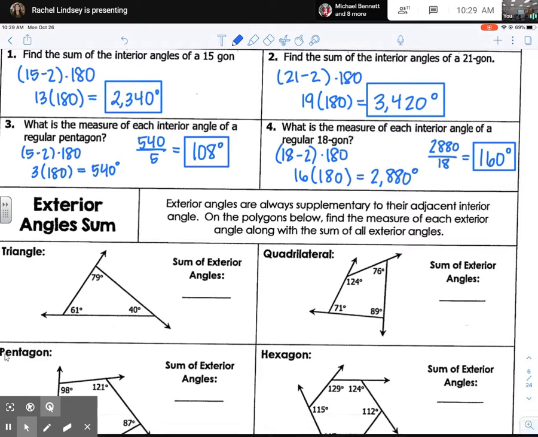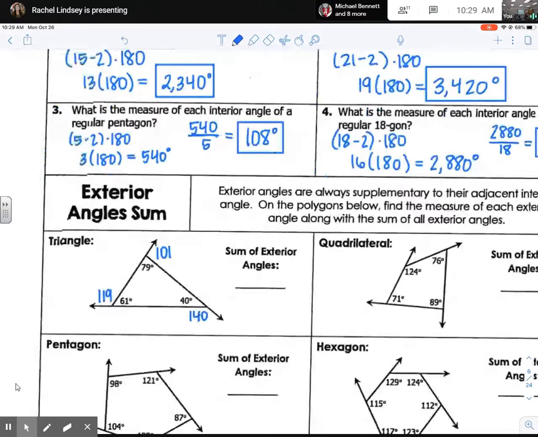Okay, so the next thing we're going to look at, we've been looking at interior angles, now we're going to look at exterior angles. On this one, we have a triangle. If we extend a line straight out of each vertex, that forms a straight angle, where two angles form a linear pair. What is a linear pair always equal to? 180. So to find this exterior angle, we'll do 180 minus 79. What's 180 minus 79? 101. What's 180 minus 40? 140. And then what's 180 minus 61? 119.